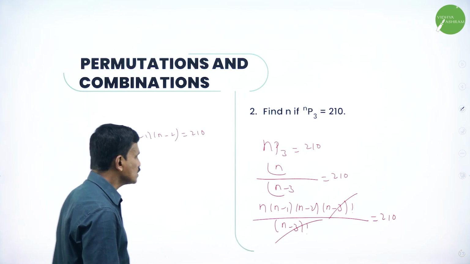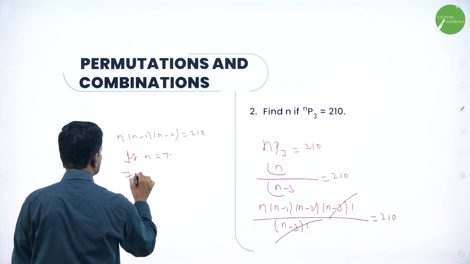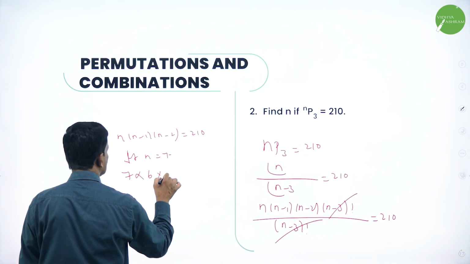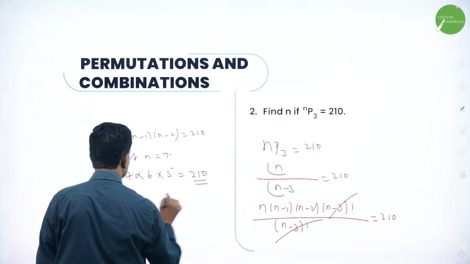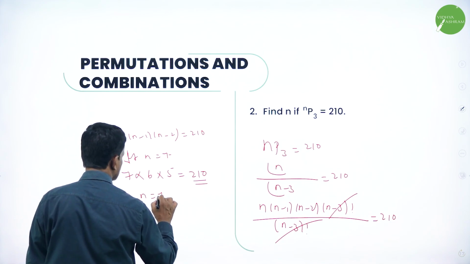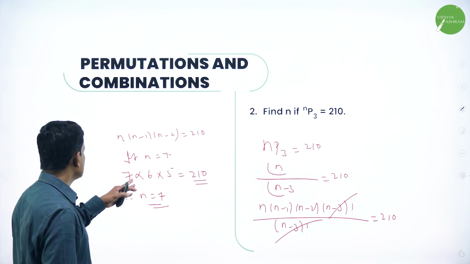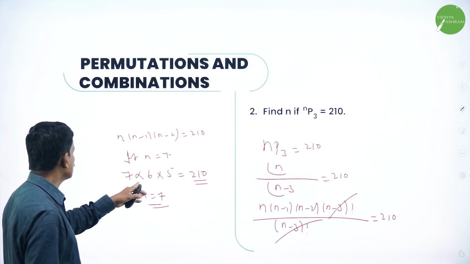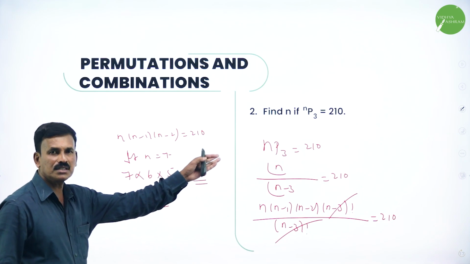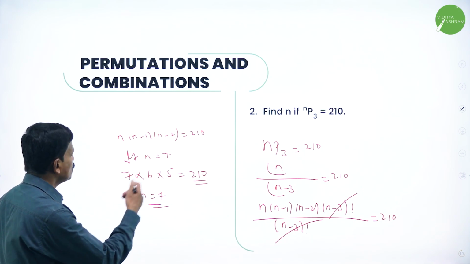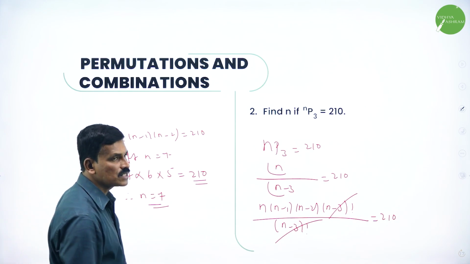Now let us assume n is equal to 7. Suppose n is equal to 7, then this can be 7 into 7 minus 1 is 6, 7 minus 2 is 5. What is this equal to? 210. So therefore the value of n is equal to 7. That's it. This is the trial method. 5 sixes are 30, 30 into 7 is 210, which is the required answer. Otherwise, you can factorize it and get the answer. Okay. Now the value of n is equal to 7.